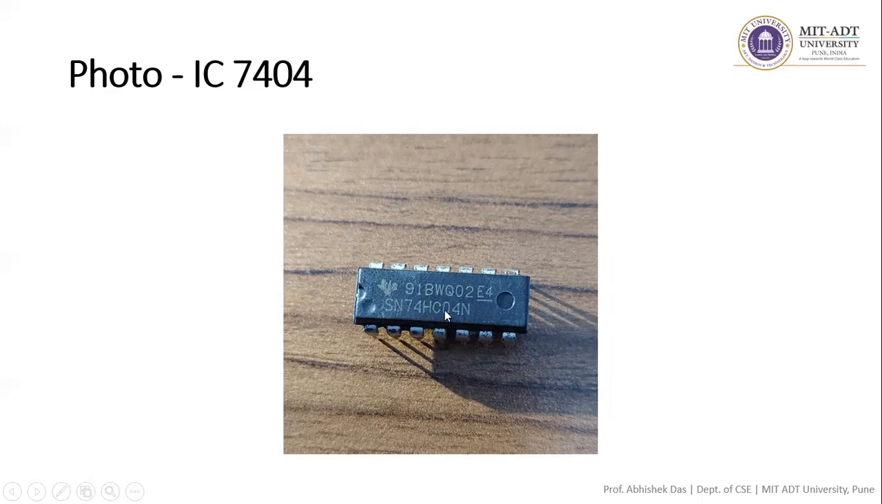This is how the NOT gate, that is 7404, looks. You can see from the photograph of the IC: 1, 2, 3, 4, 5, 6, 7. Each side has 7 pins, so 7 plus 7 is 14 pins. This is a 14-pin IC. The notch must be at the very top of the IC. This is the left side of the IC, and this is the right side of the IC.